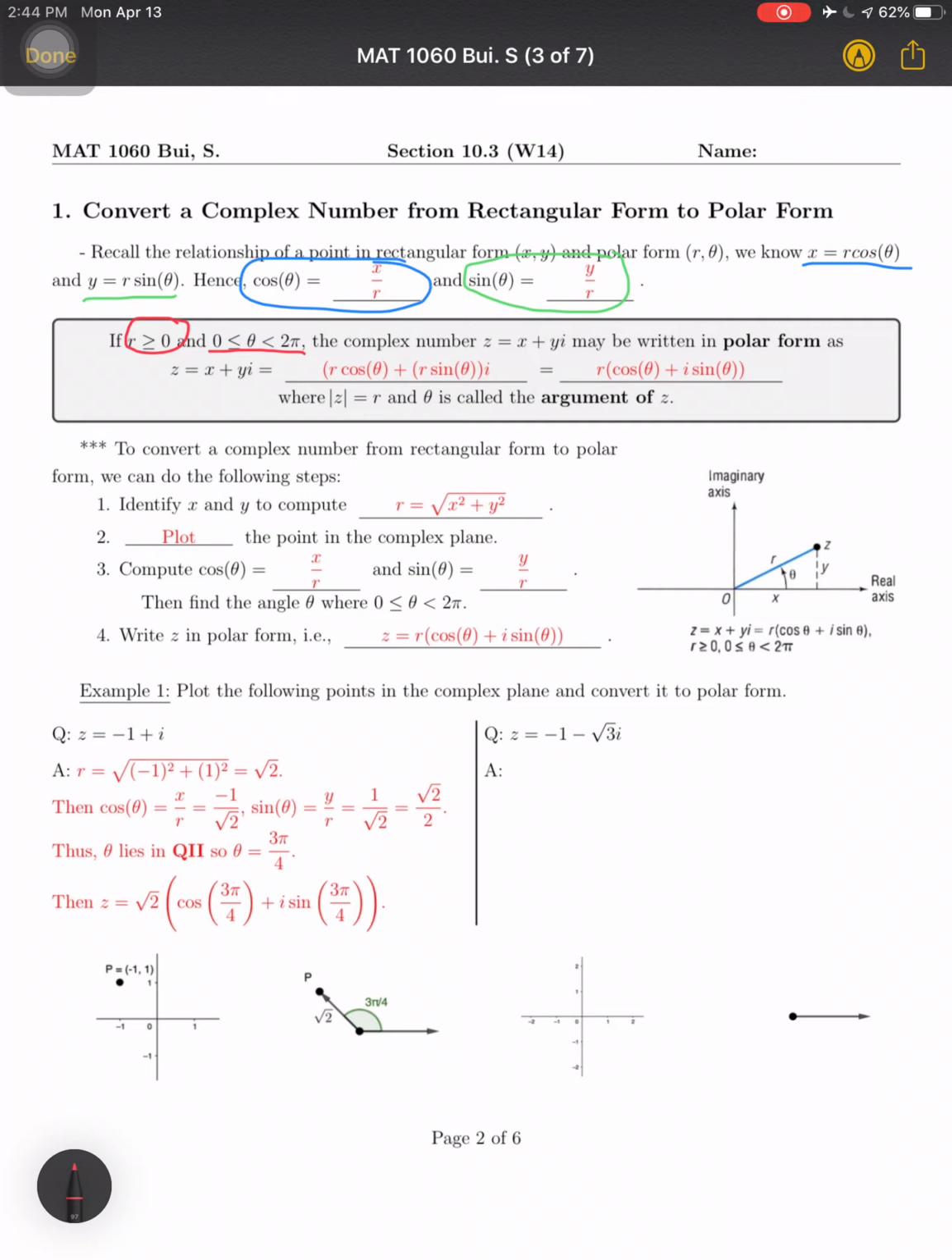And again, any complex number can be represented in the form z equals x plus yi, where x is the real part and y is the imaginary part. In polar form, we plug in r cosine theta for x and r sine theta for y. Putting everything together and factoring out the r, to represent a complex number in polar form we have z equals r times the quantity cosine theta plus i sine theta, okay?